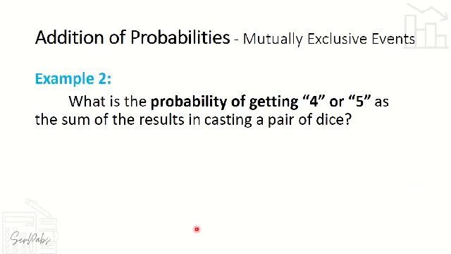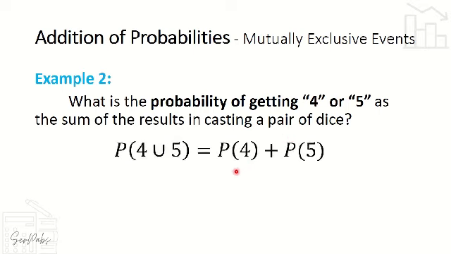Okay, example number 2. So what is the probability of getting 4 or 5 as the sum of the results in casting a pair of dice? So halimbawa daw, magro-roll tayo ng dice, maghahagis tayo ng dalawang dice. So ano yung probability na ang total number na mag-a-appear sa kanya ay 4 o kaya 5? Okay, so ganun pa rin 'to, mutually exclusive events pa rin siya kasi iba yung element ng 4, iba yung element ng 5. So balik tayo kay formula.